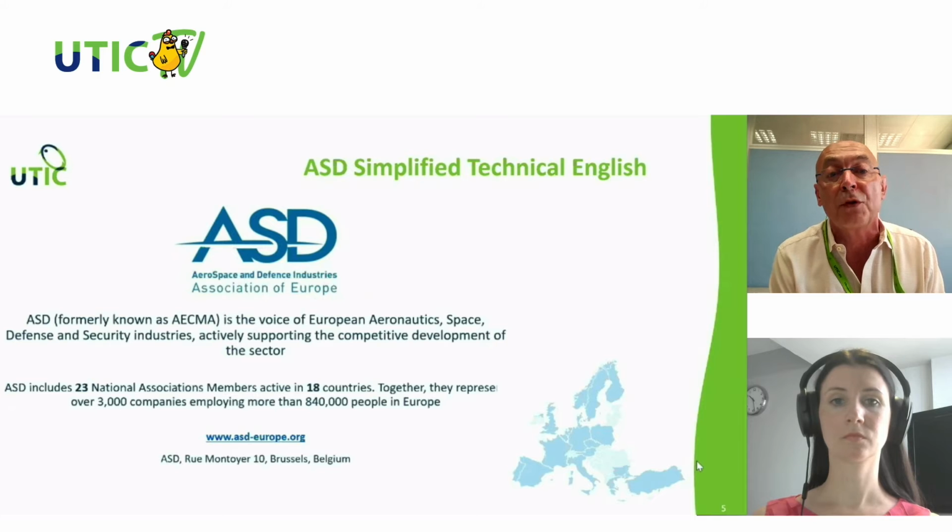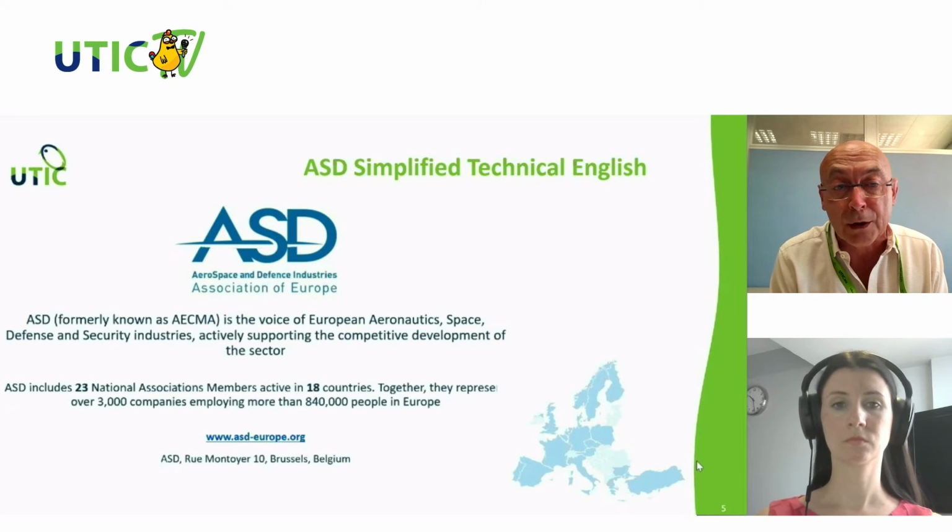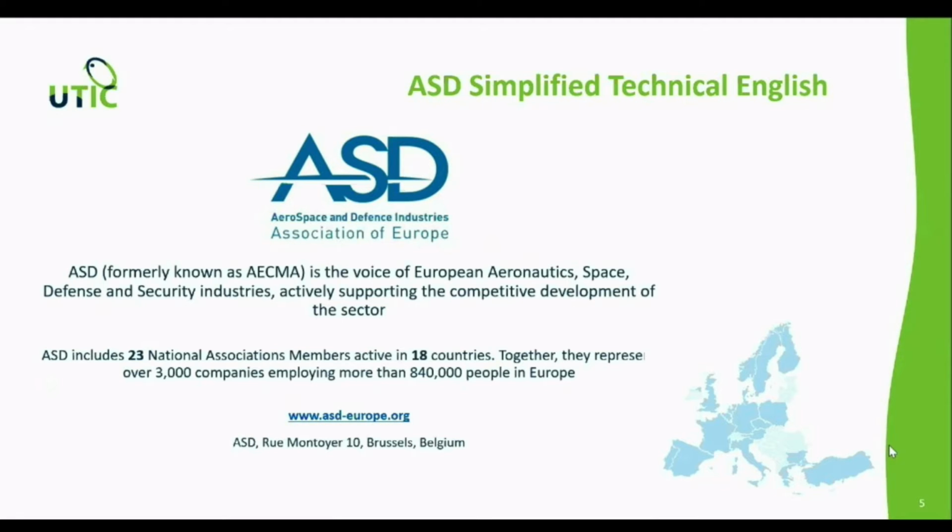In the past, when it was called ECMA, it was only aerospace, and then the two other parts merged together to form a huge association which includes 23 national association members, 18 countries, and altogether they have almost 1 million people working in these branches of industries. ASD is based in Brussels, in Belgium.